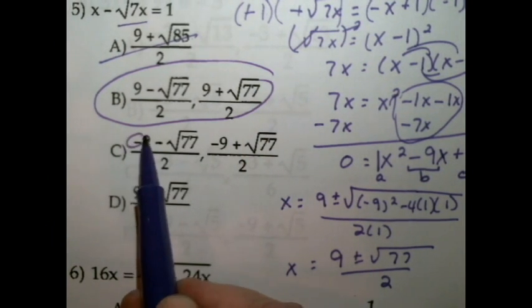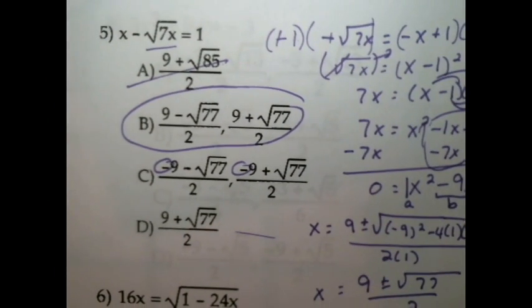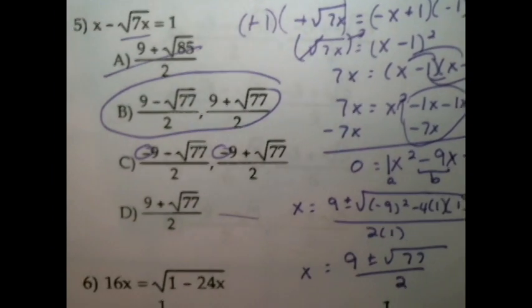The problem with choice C is that the 9 is negative on those. And for D, basically they only give you one solution, and you have to have both solutions. So the correct answer for number 5 is B.